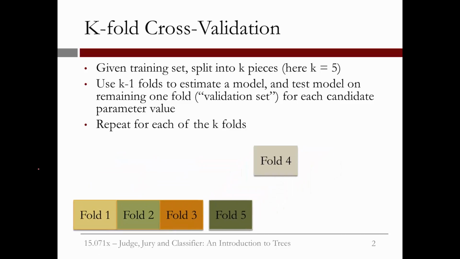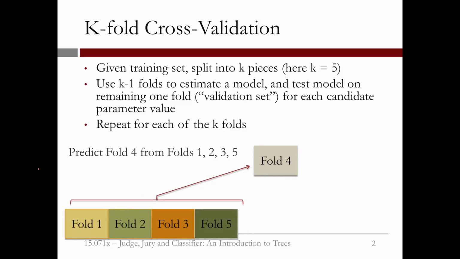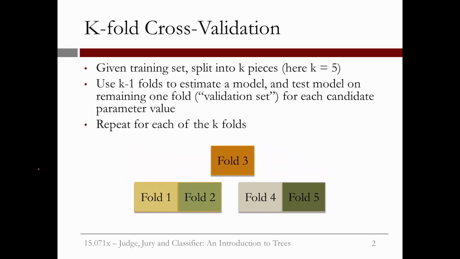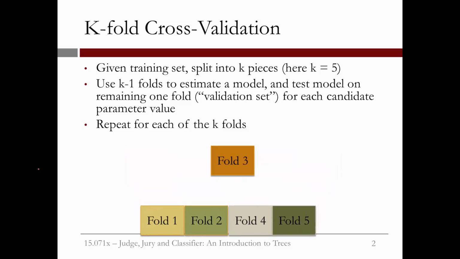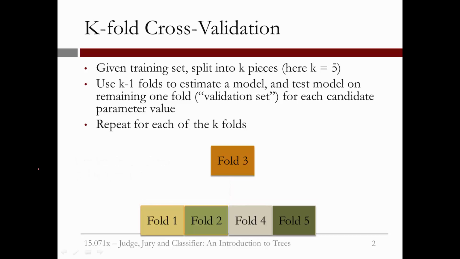So we would build a model using folds 1, 2, 3, and 5 to make predictions on fold 4. And then we would build a model using folds 1, 2, 4, and 5 to make predictions on fold 3, etc. So ultimately, cross-validation builds mini-models, one for each fold and possible parameter value.